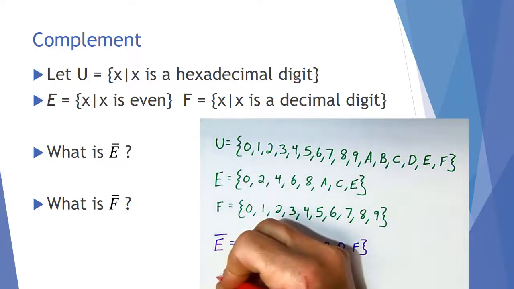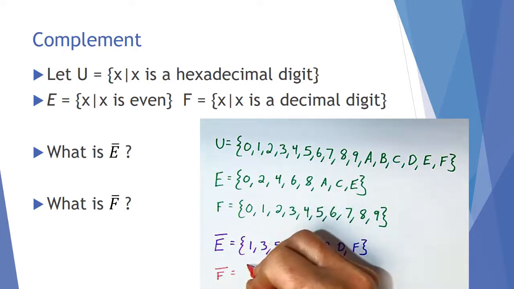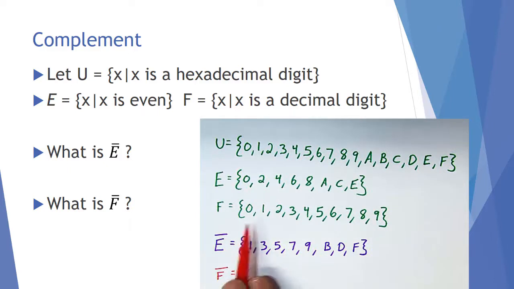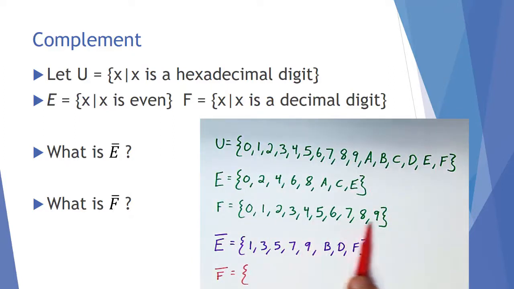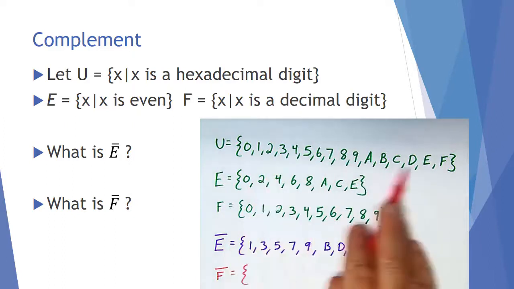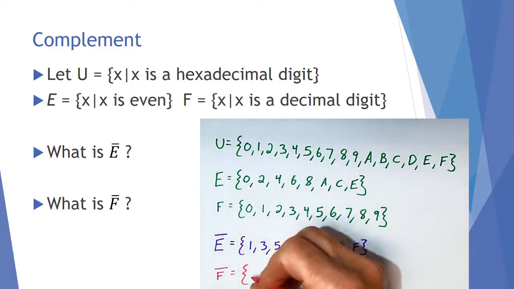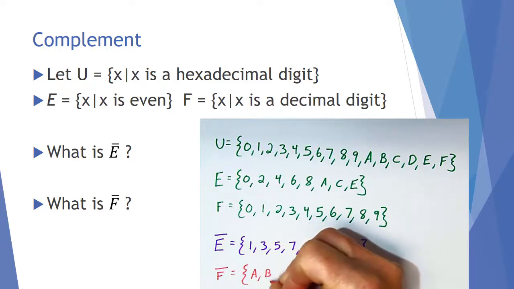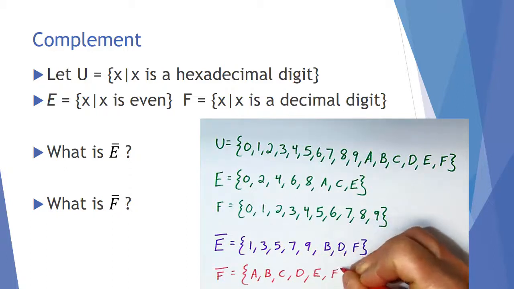And what will be in the complement of F? Well, the complement of F will consist of all the elements that are not in F. F contains all the decimal digits within our universe of hexadecimal digits. So the complement of F will be everything that's in the universe, but not in F. And that, of course, is going to be our digits for 10 through 15. A, B, C, D, E, and F.